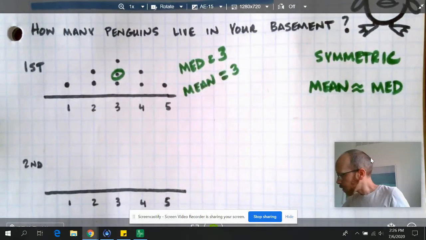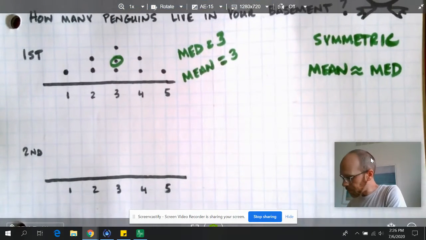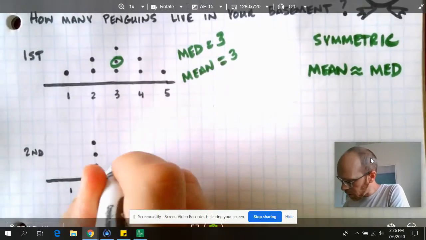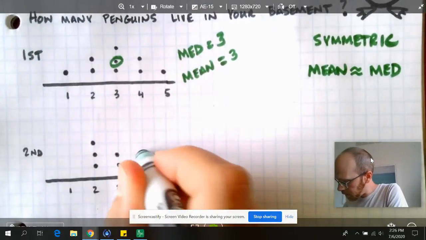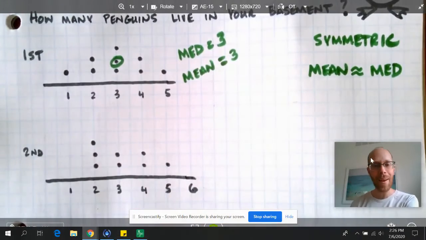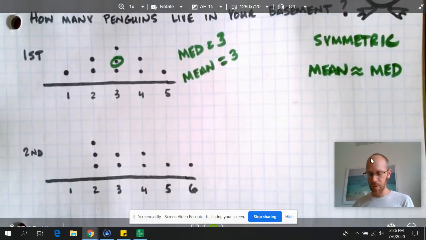All right. So I go to my second hour class and I ask them, how many penguins you got living in your basement? And they had some different answers. 3 of them said 2. 2 of them said 3. 2 of them said 4. 1 of them said 5. And then I had to extend my dot plot for them. 1 of them even said 6.